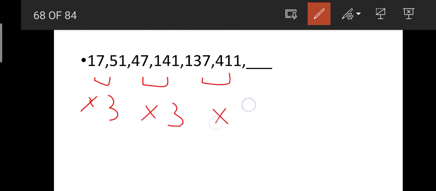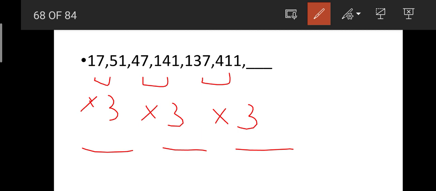This is also a simple question. I hope many of you can get this right. Okay friends, if you observe here clearly, 17 into 3 is 51. Okay, then 47 into 3 is 141. Then 137 into 3 is 411. They are just multiplying with 3.